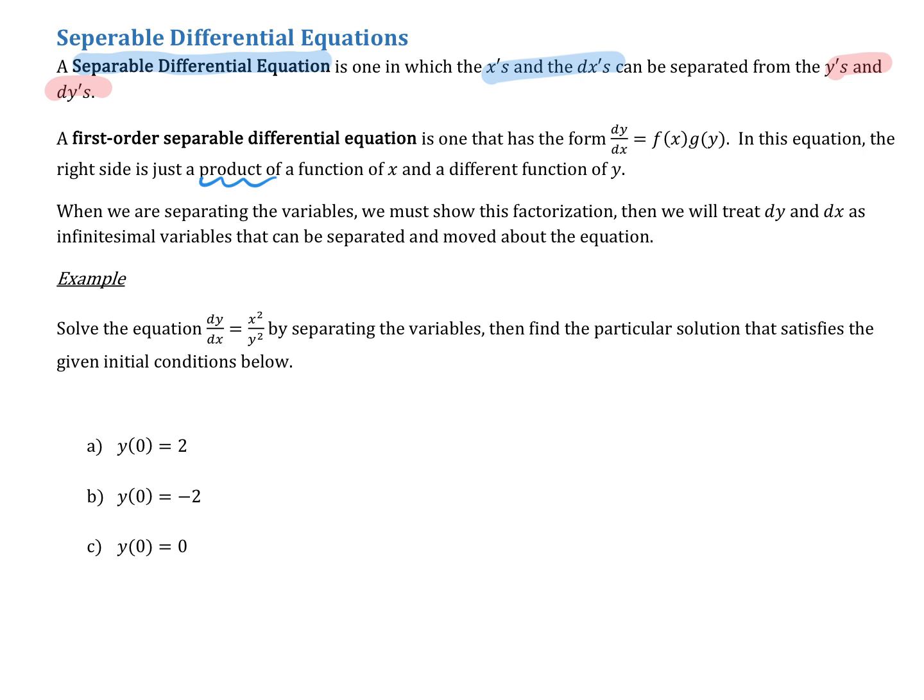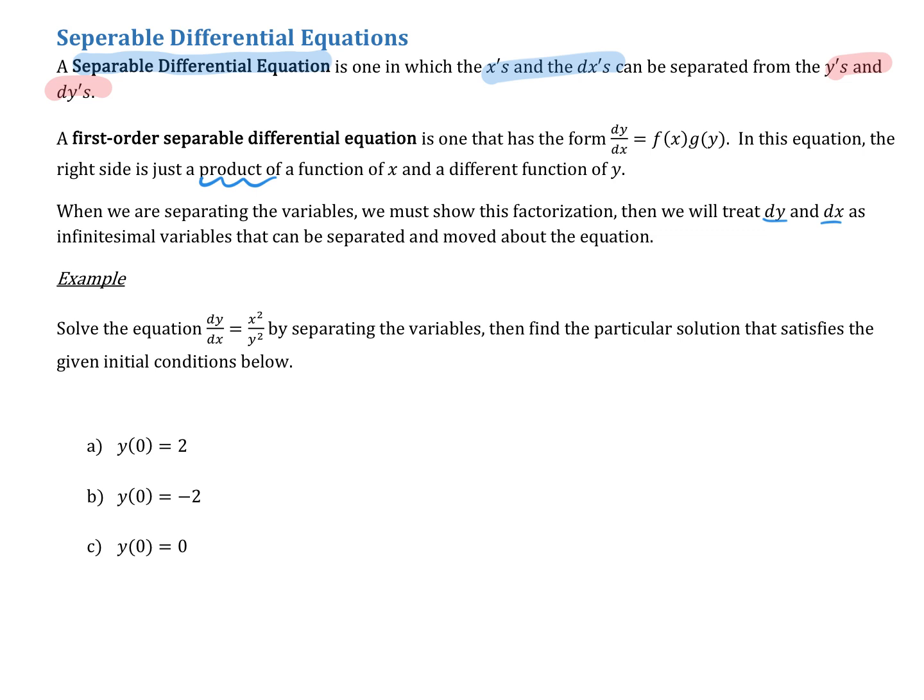So when we're separating variables, we're going to factor it with the x's and y's, separate those, and then we'll treat the dy and dx as infinitesimal variables, meaning like they're actual numbers, which they kind of are as the limit goes to infinity. This is delta y at infinity, or infinitely small. All right, well, what does that mean?